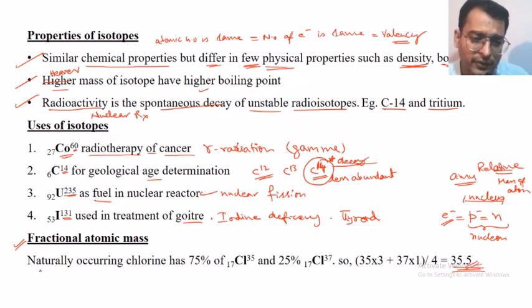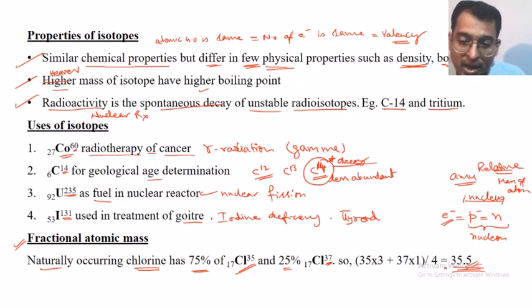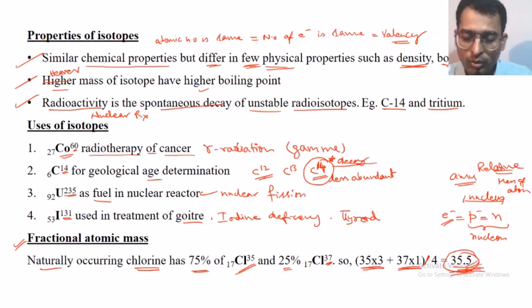Okay, we are getting fractions because if you take for example naturally occurring chlorine, 75% of it is in the isotope 35, and 25% of the chlorine is in the isotope 37. Okay, so how do you determine the mass? You multiply each mass with its abundance fraction and divide by the total ratio. So you get this. So this is the average fractional atomic mass.